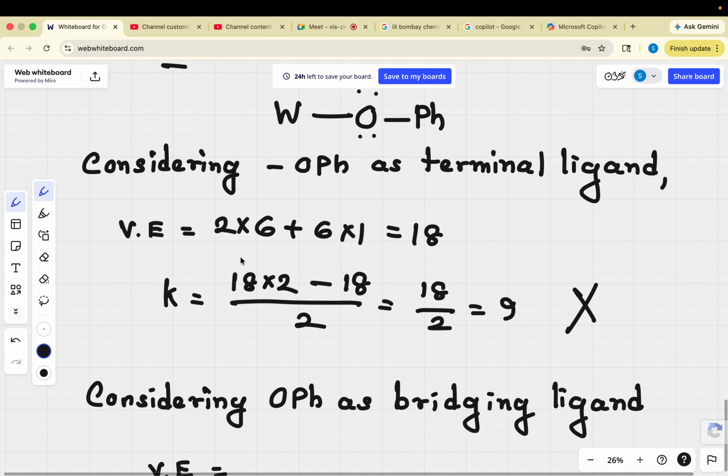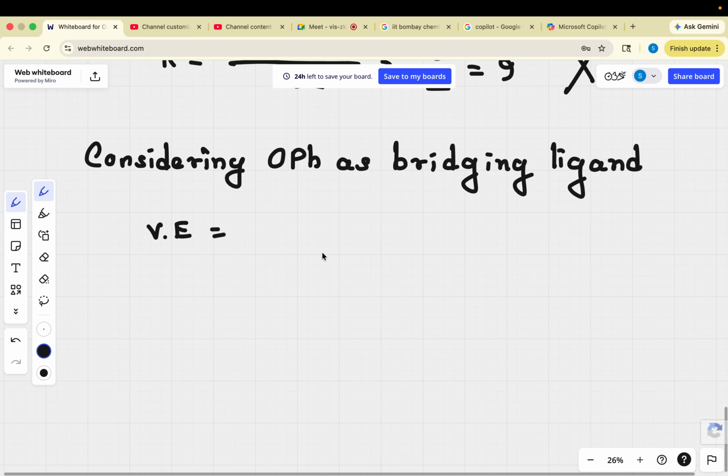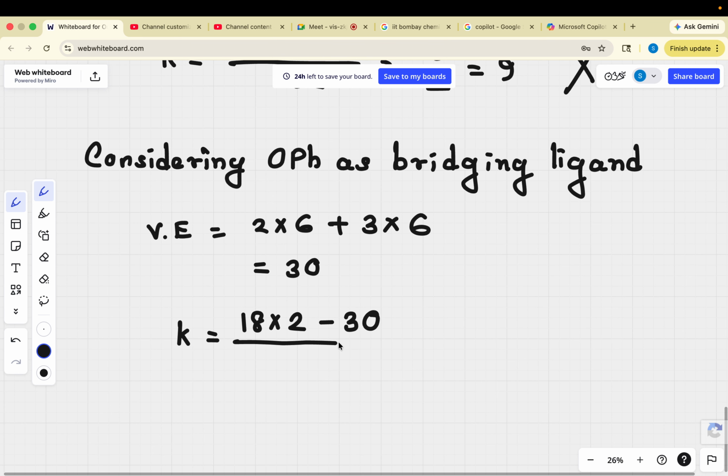If it is acting as a bridging ligand, that means it is donating 1 electron pair to one tungsten center, and the other lone pair it is donating to the other tungsten center. So basically it is donating 3 electrons. Now it will be 2 into 6 for your 2 tungsten, and 3 into 6 electrons it is donating. You have 6 OPH, so 12 plus 18 is equal to 30. So K is equal to 18 into 2 minus 30, divided by 2, so you are getting 3.